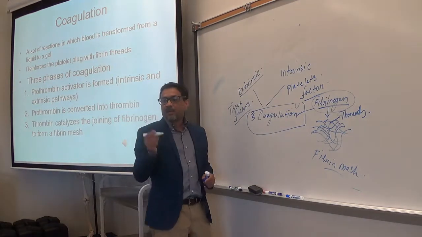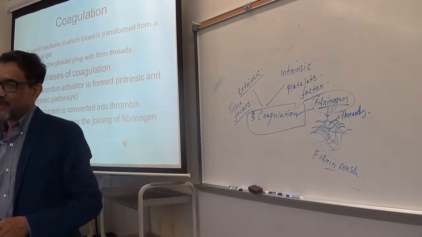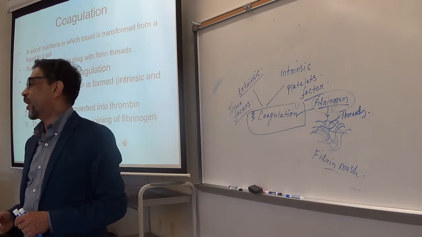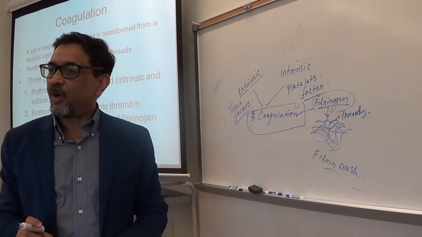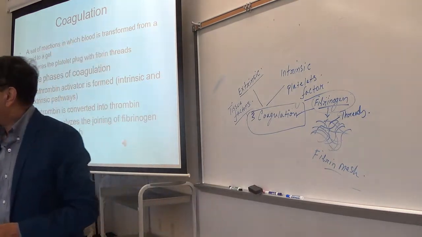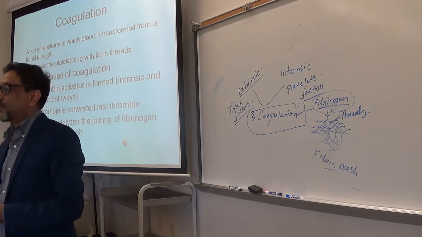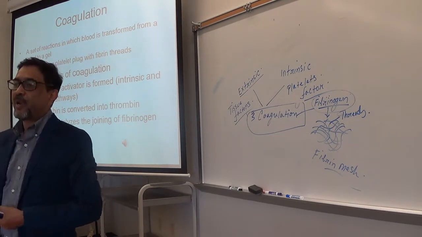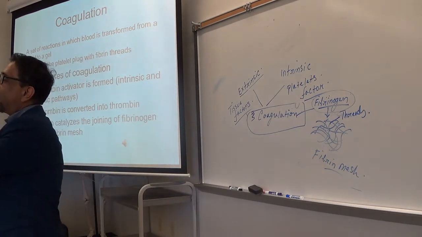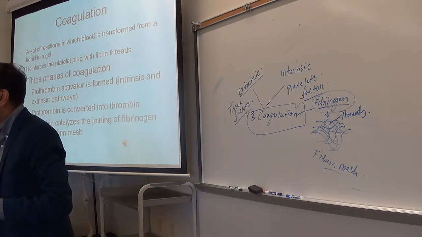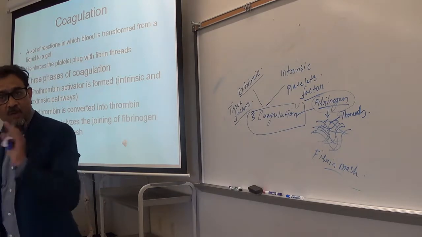Now there are a total of 13 coagulation factors or clot factors present in your blood. How many? 13. Coagulation or clot factors are present in the blood, and those clot factors are important for blood clot formation. Make sense? So if someone has a lack of one or two or more coagulation factors, then what will happen?